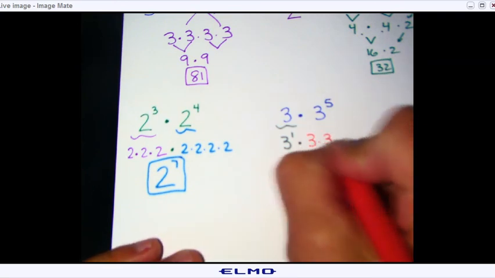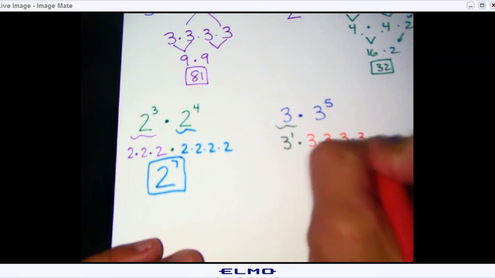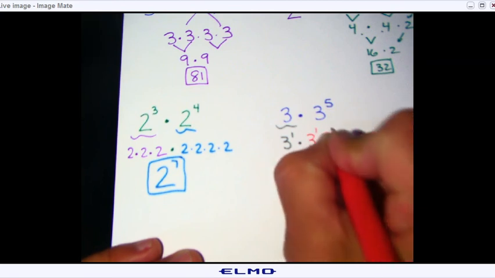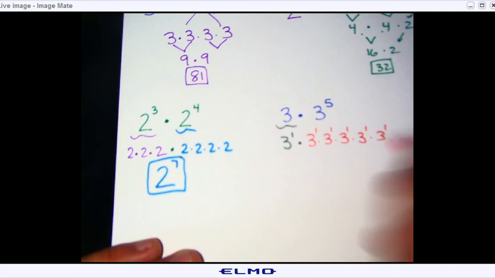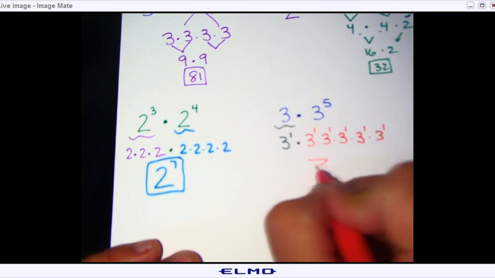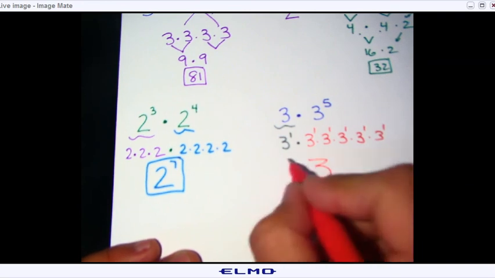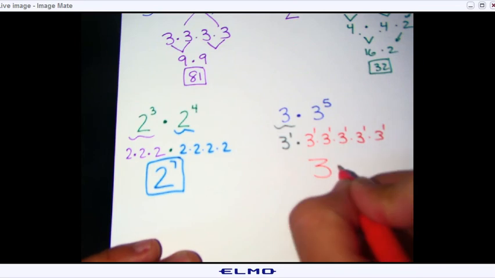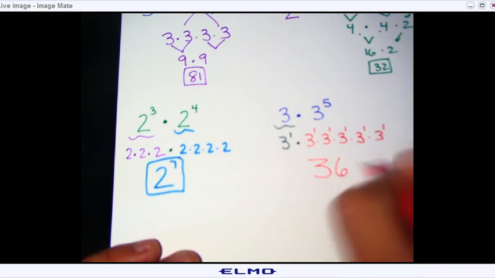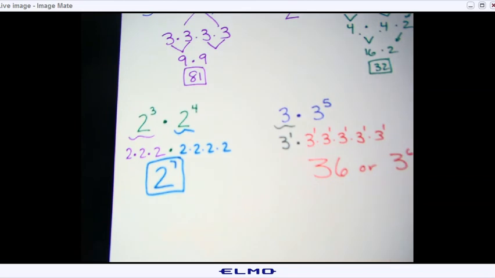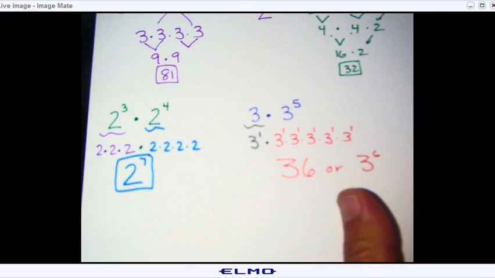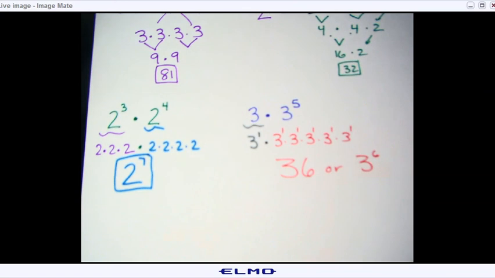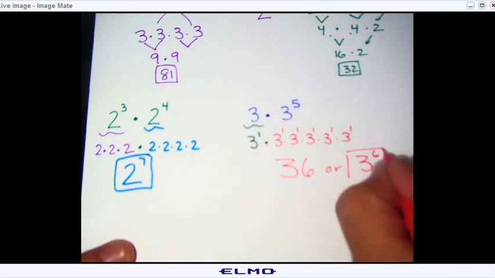1, 2, 3, 4, 5. And remember, all these are 1. They're like imaginary ones. So how many 3s are there? 1, 2. So is it 3, 6? Or 3 to the power of 6? Which one is it? Is it 36 or 3 to the power of 6? Pretty easy, right? 3 to the power of 6.